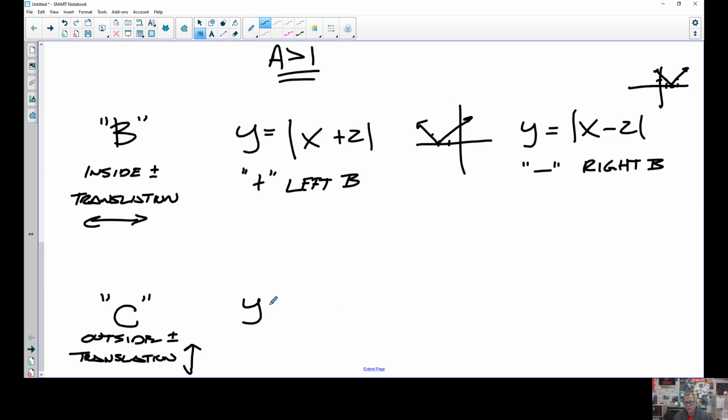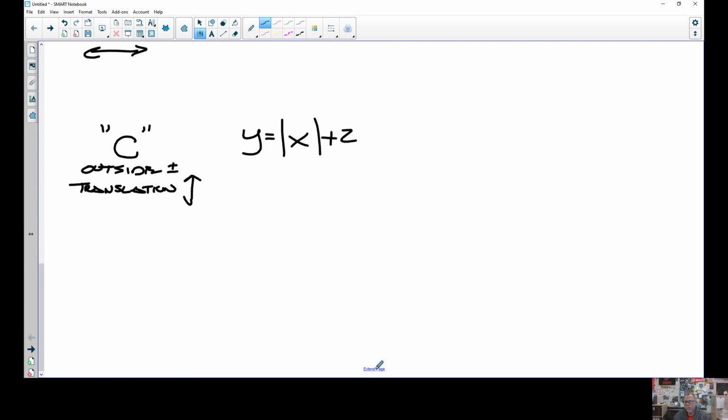So that would look like this: y equals absolute value of x plus 2. What does that do? Well, now it moves us up. So plus here on the outside means up whatever value c is. So what would our graph look like? Well, we'd move up 2, and then we'd go over 1 and up 1, right? We'd be centered here, and we would have this graph here.